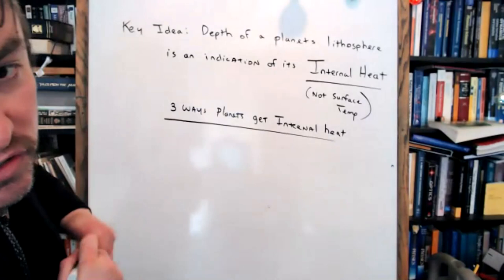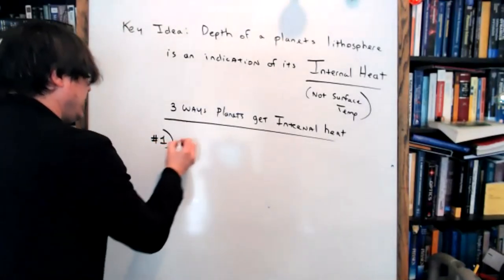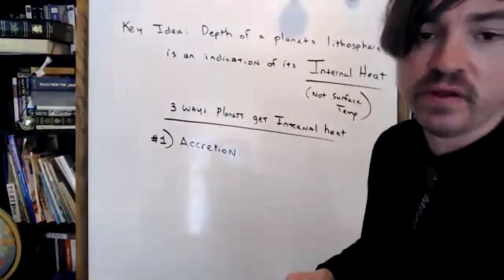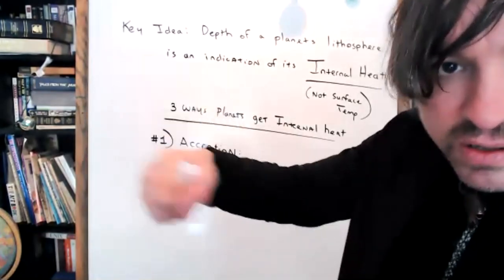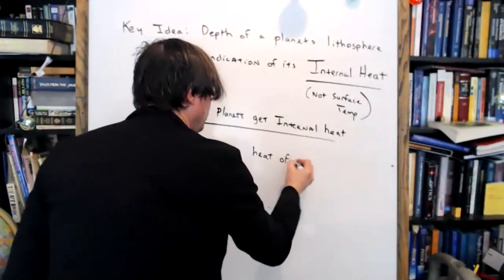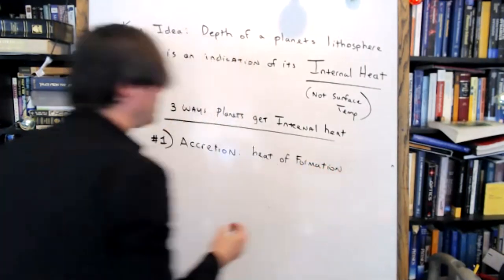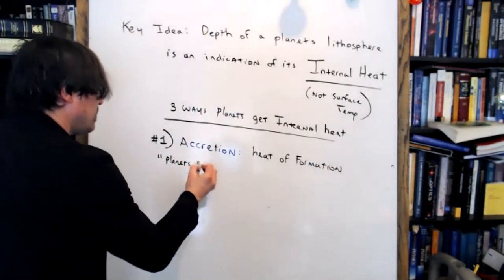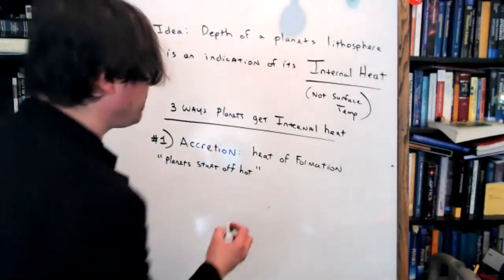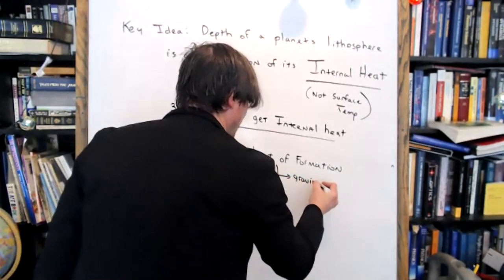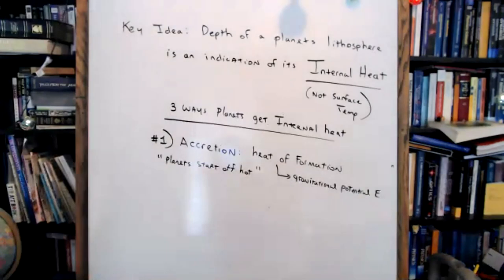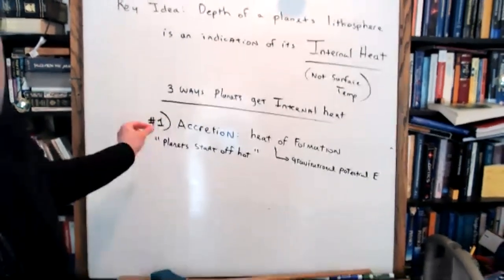But the three ways a planet can gain its internal heat, the most important, the number one method, is what we call accretion. To accrete means to stick things together. So you build a snowman by rolling a snowball along the ground, and you're accreting snow to the snowball. Okay, so accretion is basically the heat of formation. And what that means is planets all start off hot, just like they were potatoes coming out of the oven. The heat of formation actually comes from gravitational potential energy. I hope you've learned enough physics with me to know what that means, because I don't have time to explain it. Okay, after accretion, that's the number one method.